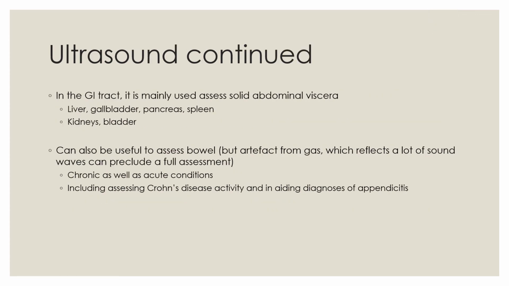In the GI tract, it's mainly used to assess solid abdominal viscera, such as liver, gallbladder, pancreas, spleen, kidneys, and the urinary bladder. It can also be used to assess bowel, but artifact from gas, which reflects a lot of the sound waves, can preclude a full assessment. It is very well used in chronic as well as acute conditions, including assessing Crohn's disease, as well as aiding the diagnosis of appendicitis, particularly in children and pregnant people.